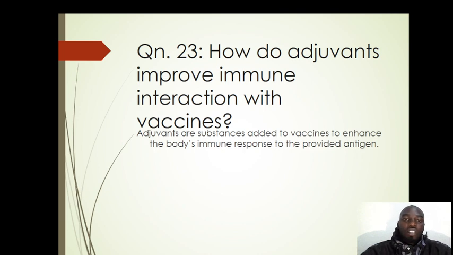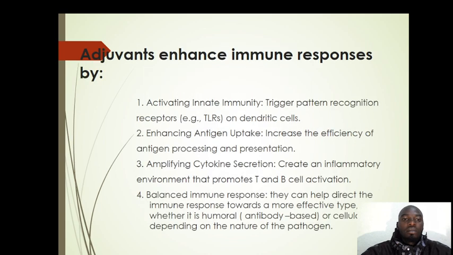How do adjuvants improve immune interactions with vaccines? Adjuvants are substances added to vaccines to enhance the body's immune response to the provided antigens. They can enhance immune responses by activating innate immunity, where they trigger pattern recognition receptors like Toll-like receptors, TLRs, on the cells.